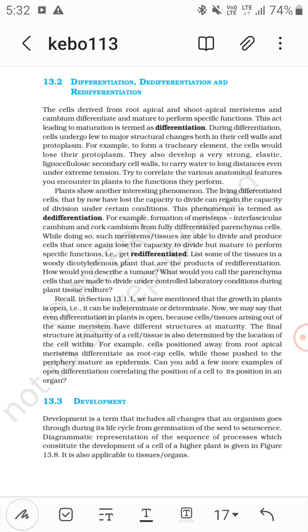So parenchyma cells, these are differentiated. Now while doing so, such meristem tissues are able to divide. Now these meristems, interfascicular cambium and cork cambium, have the ability to divide again and produce cells that once again lose the capacity. Now these cells will divide and once again their product is going to lose the capacity. So this is redifferentiation. Now an example is the woody dicotyledonous plant.